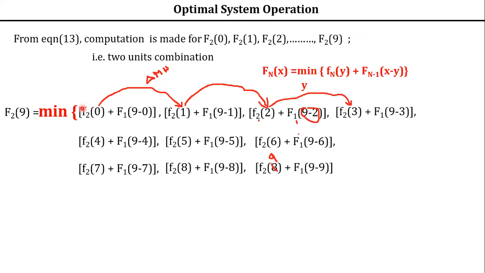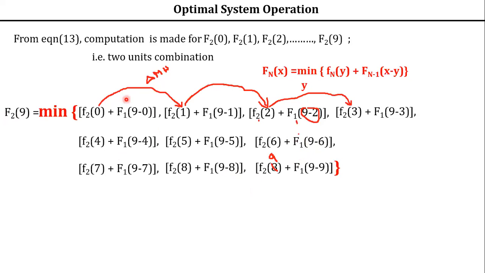Now close it. This is an open bracket, isn't it? So braces, now close it. That is the final combination. Close it. Okay, this is how you have to write all the combinations for F2 of 9. Hope you understood.